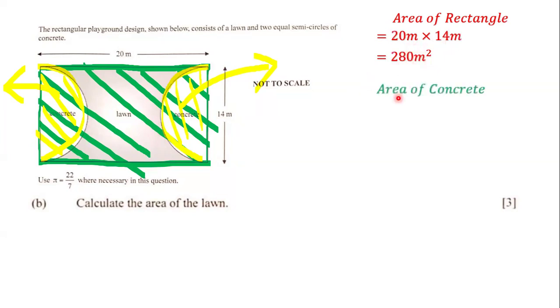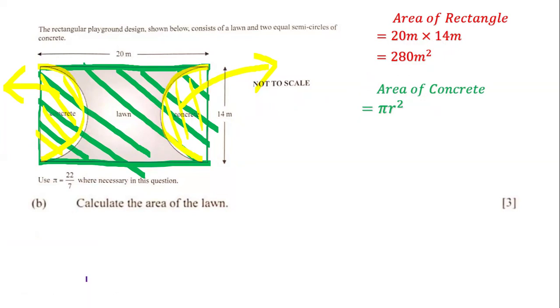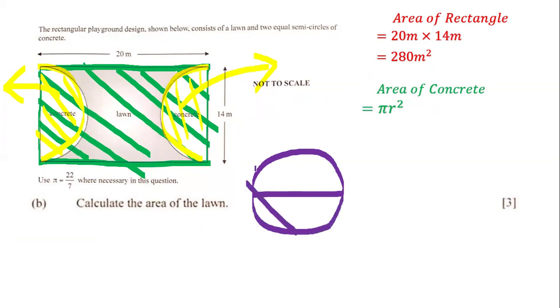Now we have to figure out the area of the concrete. This is important: we have two semicircles. We have this semicircle, and we have the next semicircle. If we want to figure out the area of these two semicircles, what we're basically figuring out is the area of a circle. Two semicircles, if we put them together, give us a circle.